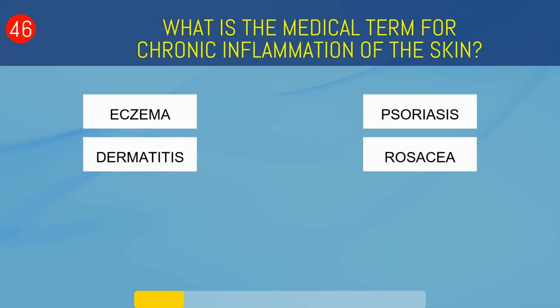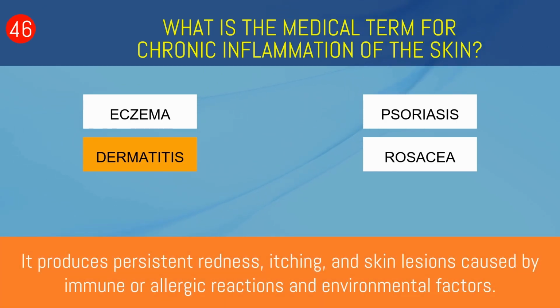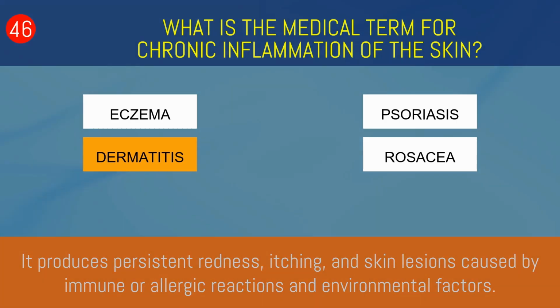What is the medical term for chronic inflammation of the skin? Eczema, dermatitis, psoriasis, or rosacea? Dermatitis. It produces persistent redness, itching, and skin lesions caused by immune or allergic reactions and environmental factors.